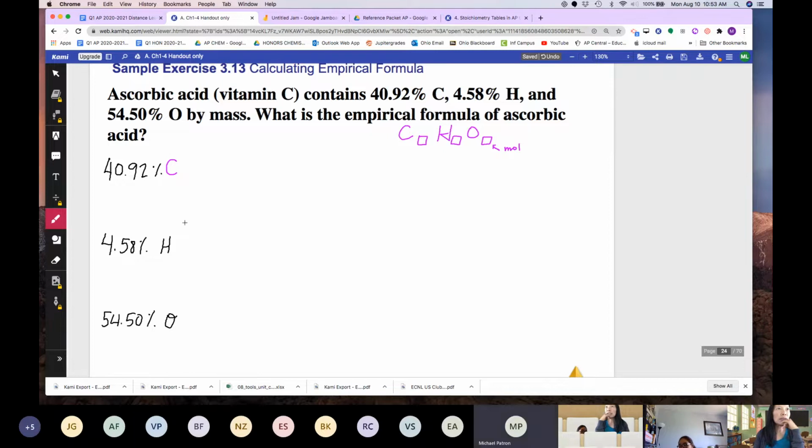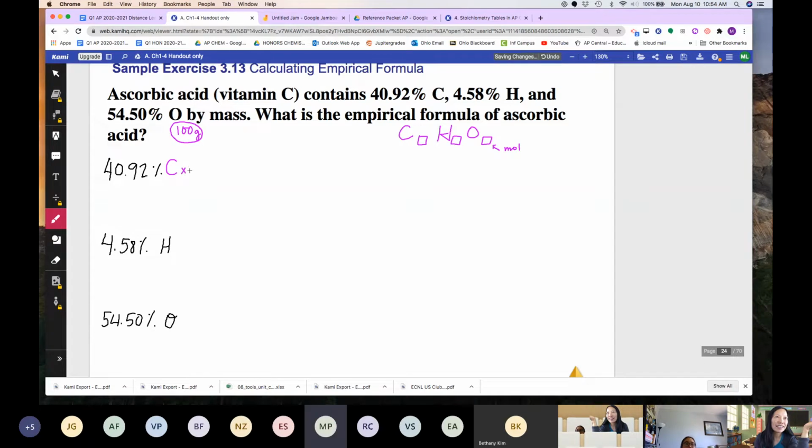And so you go to the mass spec data and they gave us percentage. How do I get percentage to moles? Does anybody have an idea? Multiply by 100 grams. Yes. So you're going to pretend that you have a 100-gram sample of vitamin C. You can have 200 grams or 500 grams, it doesn't matter. I chose 100 because what is 40.92% of 100? 40.92. Yeah, so that's why I use 100 grams.